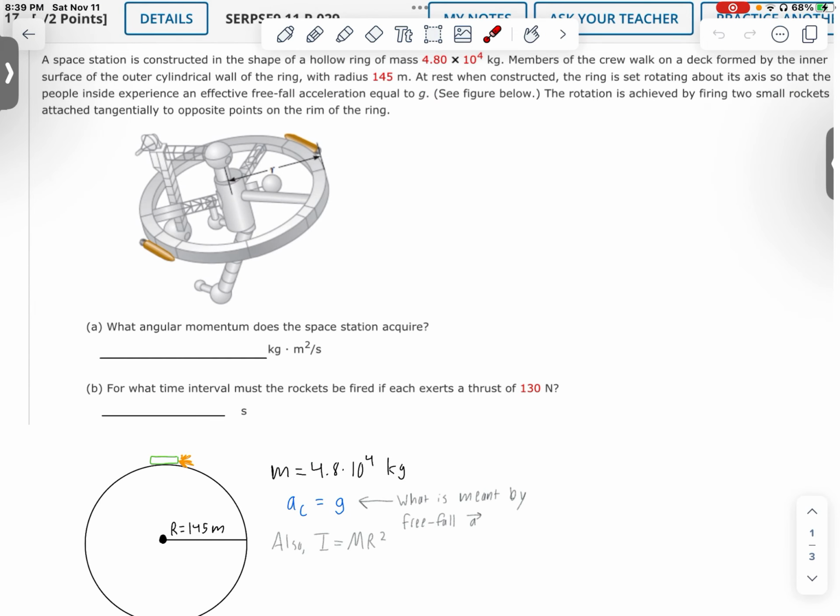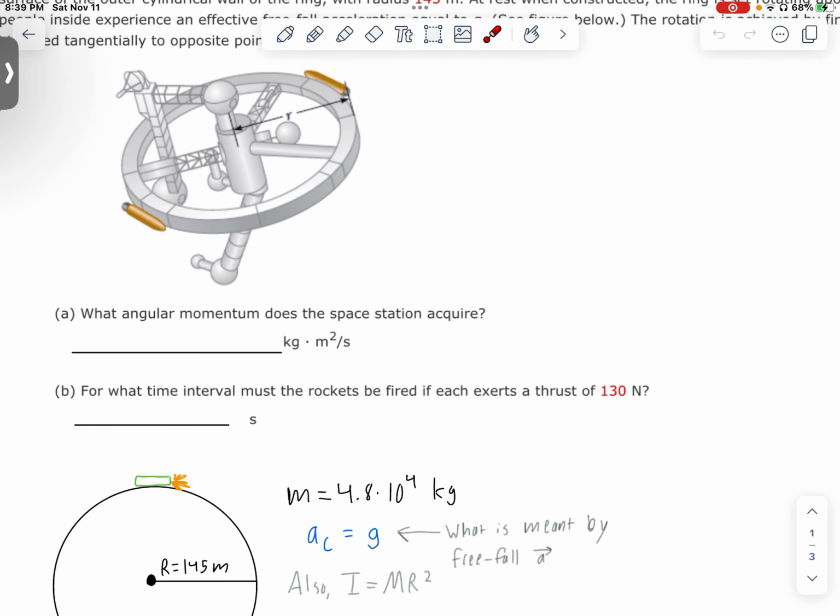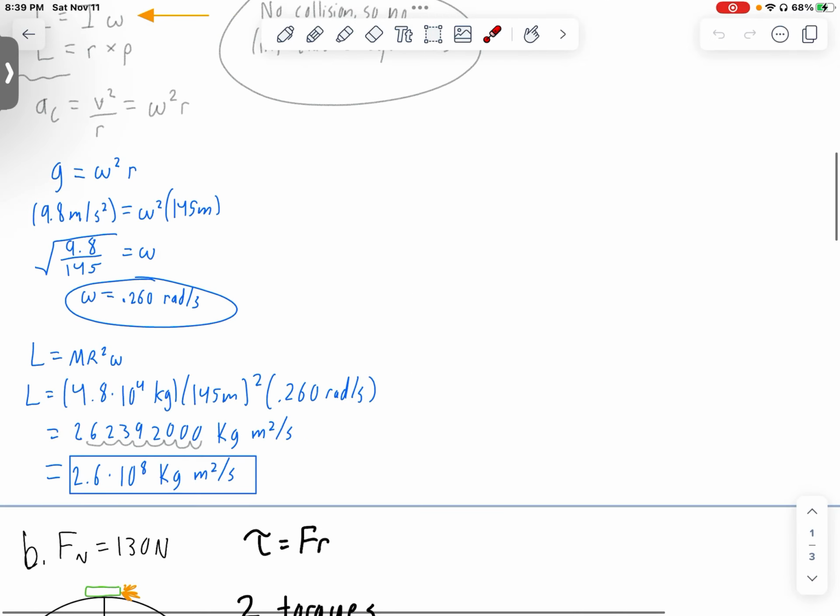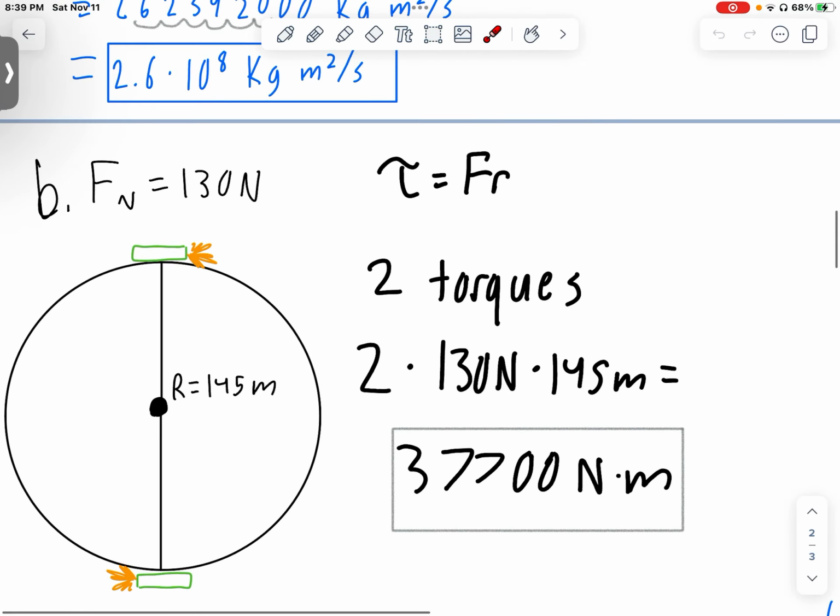And then part B asks, for what time interval must the rockets be fired if each exerts a thrust of 130 newtons? So we have the force of the rockets, and obviously they are both 145 meters from the center.